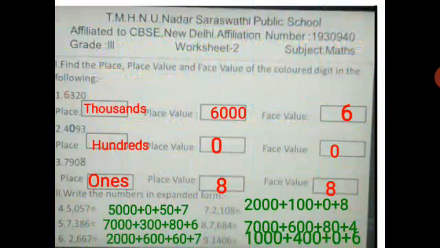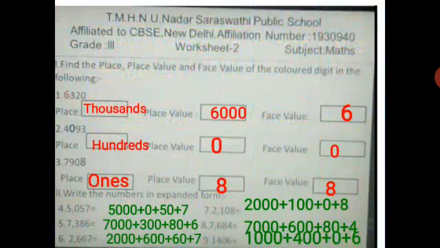Then see the second sum. 4093. Which one is the colored digit? 0. What is the place of 0? 0 is in the hundreds place. So what is the place value of 0? 0 into 100 is 0. Place value of 0 is 0. So face value also 0.